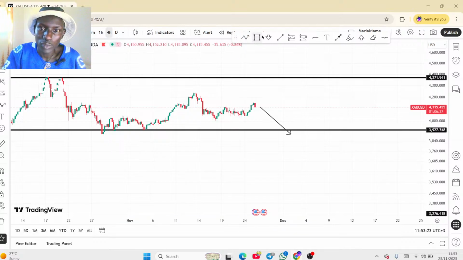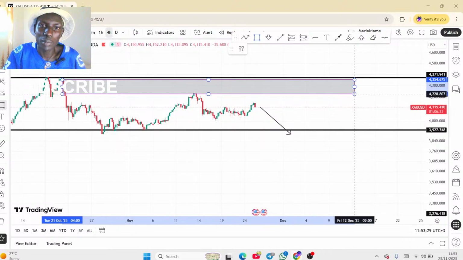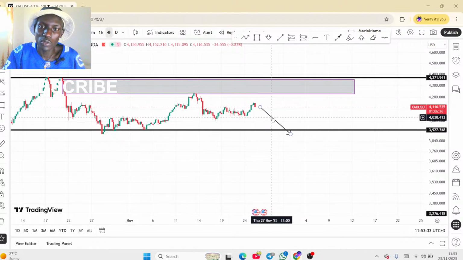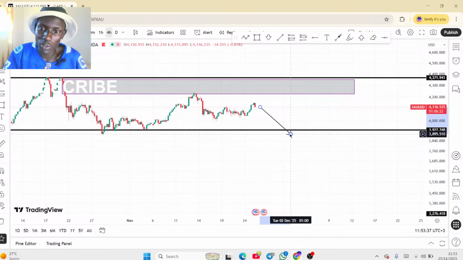So here we are able to see our zone, which it tapped. You saw it tapped and dropped. Here we are going to drop. This is the projection I gave you guys, which is the first TP that we are going to wait for here.